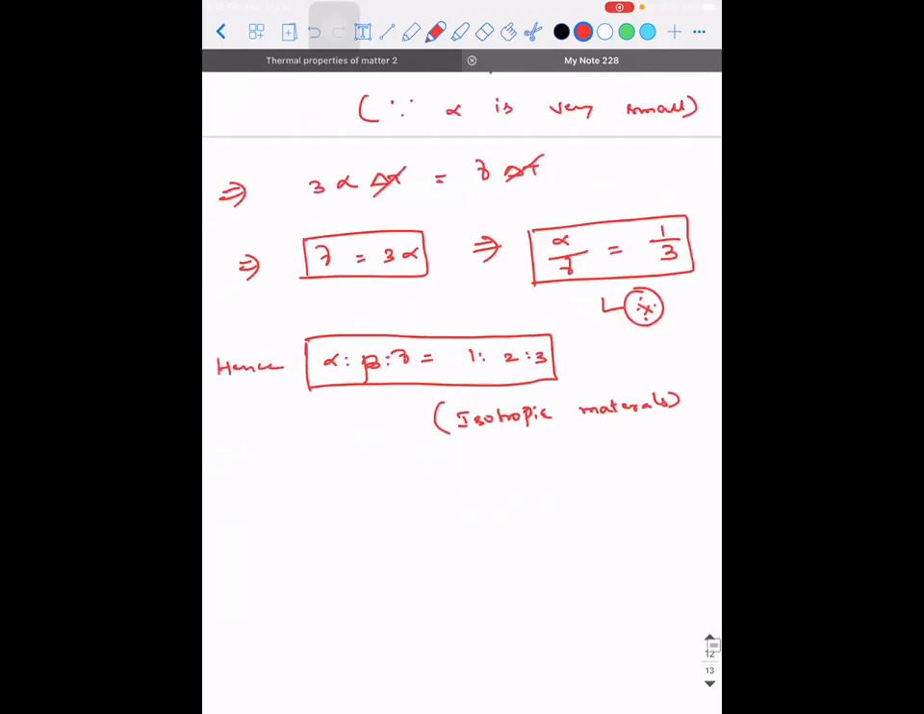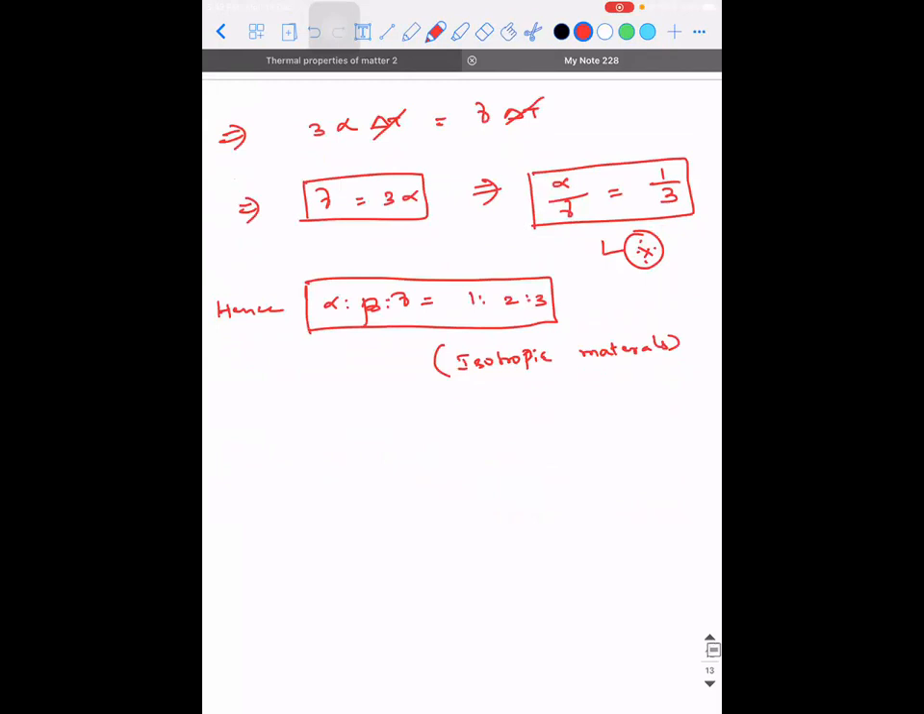I'll put it in very simple terms, okay? If the length is increasing by a factor of some value, then the breadth should also increase by the same factor. They cannot expand in different ranges. That kind of material is what is called isotropic. If the expansions in all the dimensions are similar, then I call it isotropic, or else it is called anisotropic, which is the opposite of isotropic. So they will use this word for an isotropic material. What is the relation between alpha, beta, and gamma? It should be 1 is to 2 is to 3.